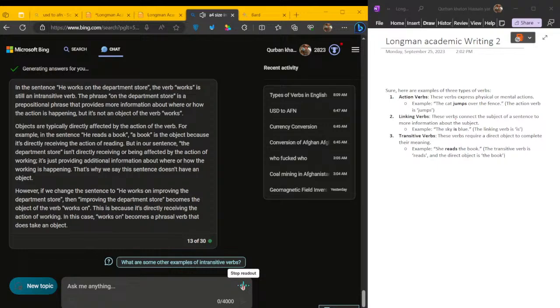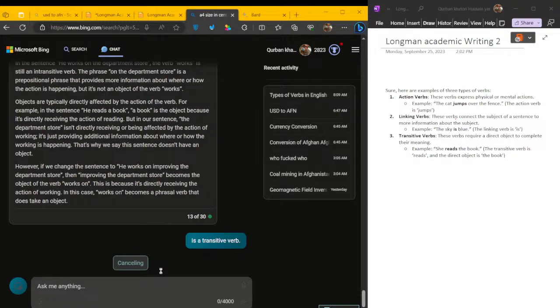How come "reads" is a transitive verb? How do I know which verb is transitive and which verb is intransitive?